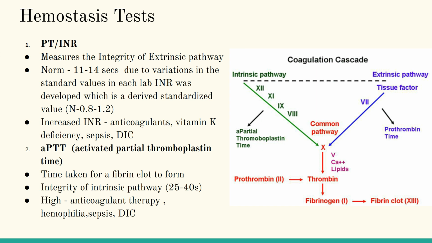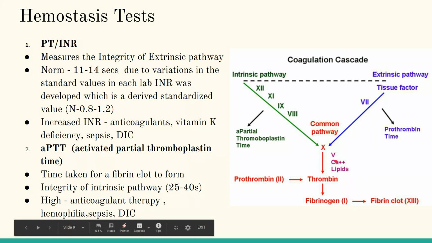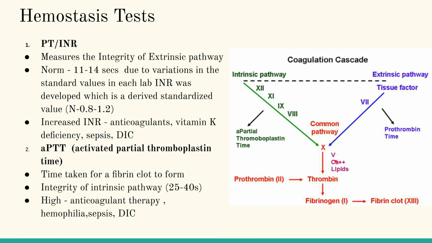PT-INR. Here in the diagram, you can see the coagulation cascade, and there are two main pathways, the intrinsic pathway and the extrinsic pathway. The PT-INR measures the integrity of the extrinsic pathway, which is this pathway. Normally, it's 11 to 14 seconds, but the PT value is not a standardized value, so it can change from one lab or one institution to another.